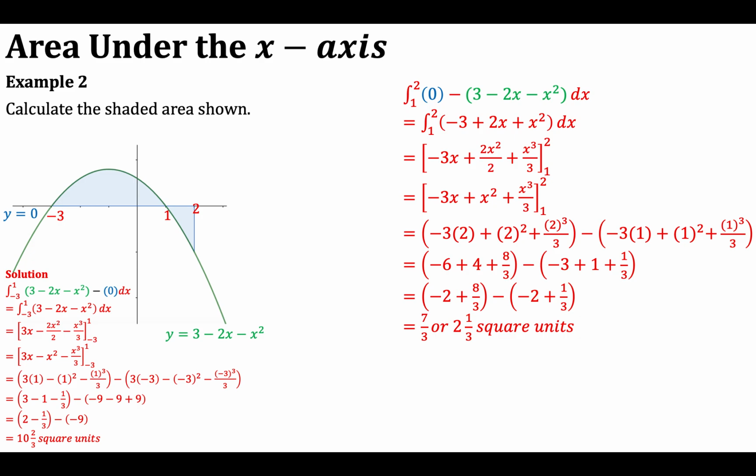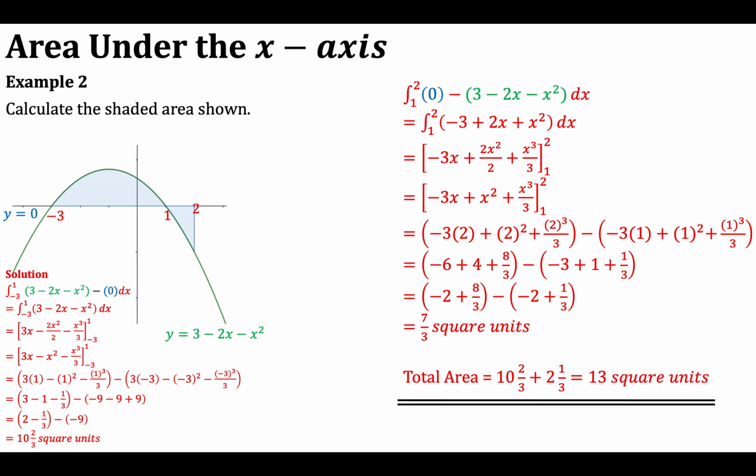Now I'm not done, obviously I've got my two separate areas here, so I need to find the total area, which is the sum of the two separate areas, 10 and 2/3 plus 2 and 1/3, and altogether there I get 13 square units. So before the screen goes blank, once again, if you can pause the video and copy this down in your notes before completing the assigned exercise for today.